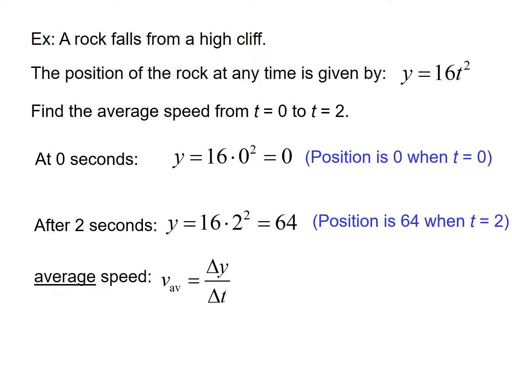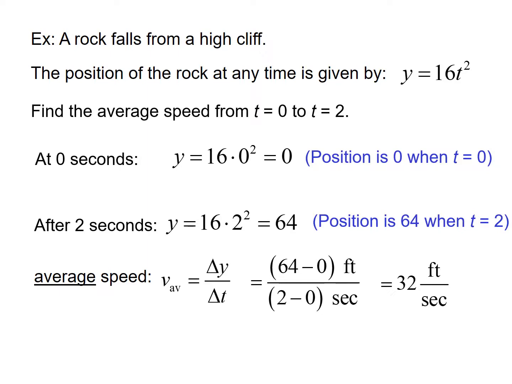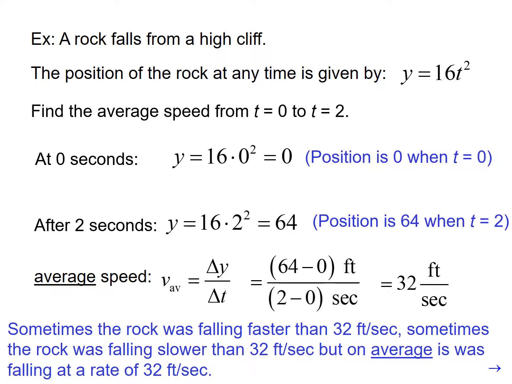The average speed would be the change in distance, how far it's gone, over the change in time. On average, the rock was going 32 feet per second. So you know at the start, the rock was going slower than 32 feet per second. When it finished at 2 seconds, it was going faster, and it was changing all throughout that time. But on average, 32.